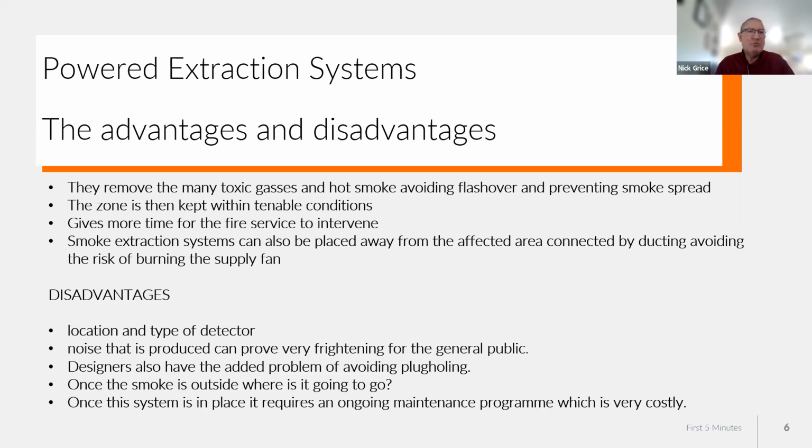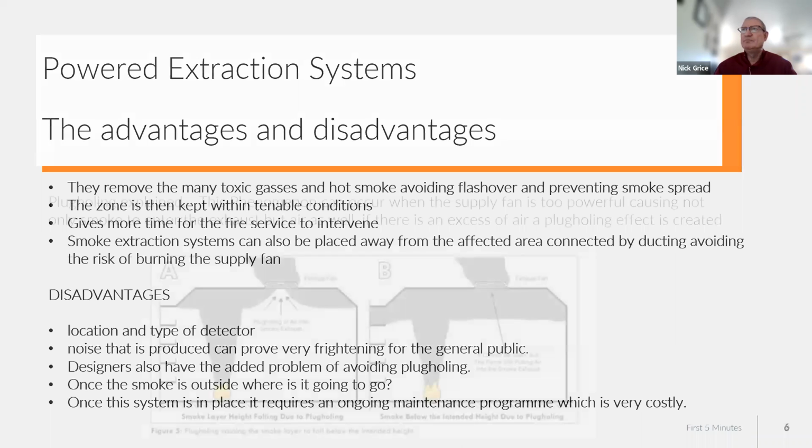Once the smoke's outside, where's it going to go? It could go down air conditioning ducts. It could go into other buildings. And it requires a lot of maintenance, which is very costly. It's a very important part of the building design, because we've realised over the years it's the smoke which kills people. It's the smoke you've got to get out of the building for the toxicity of it, and trying to keep that temperature right down below 200 degrees C to keep it tenable conditions.